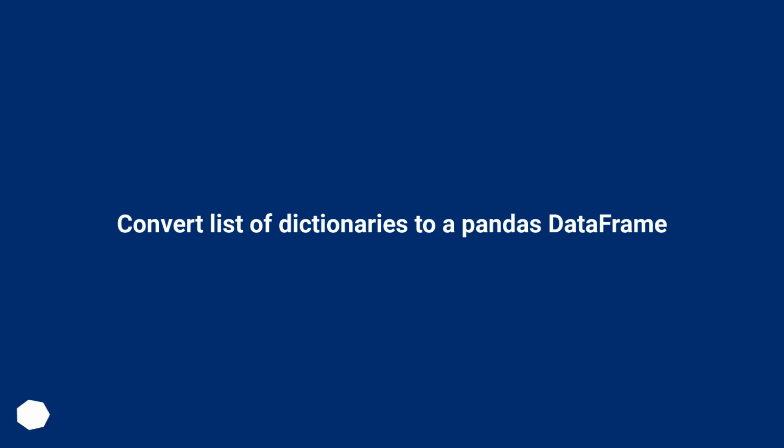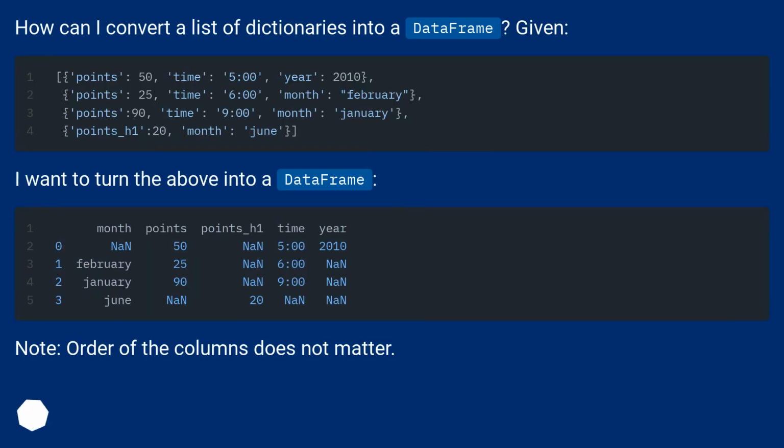Convert list of dictionaries to a pandas data frame. How can I convert a list of dictionaries into a data frame? Given the above, I want to turn it into a data frame. Note: order of the columns does not matter.